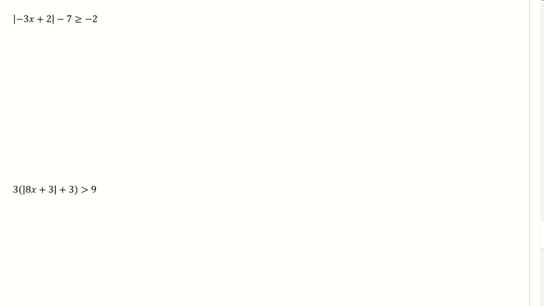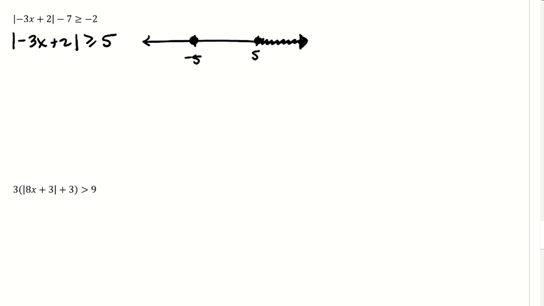Okay, this next one, let's see where this is going. Okay, so we're going to start by isolating the absolute value. And negative 2 plus 7 will be like 7 minus 2, which is 5. And then I'm going to say, where is the absolute value of a number greater than or equal to 5? Well, definitely out here. If I went 5 units from 0 in the other direction, I could have a distance from 0 greater than or equal to 5.